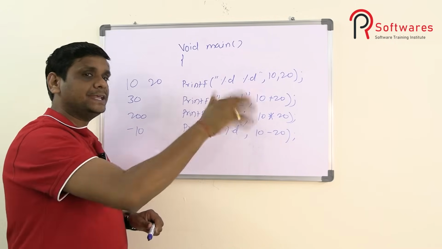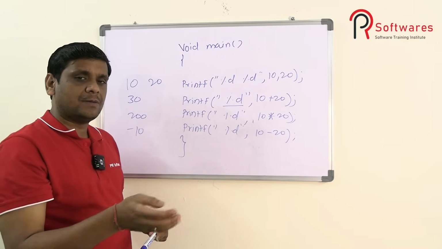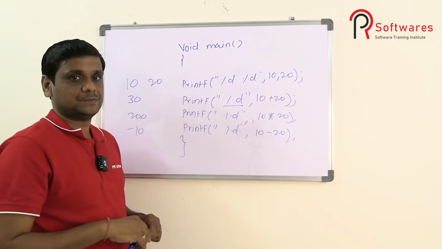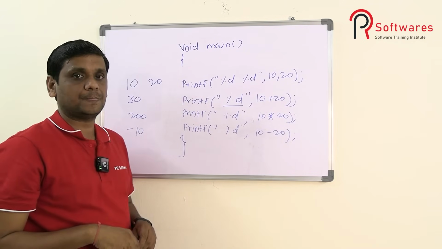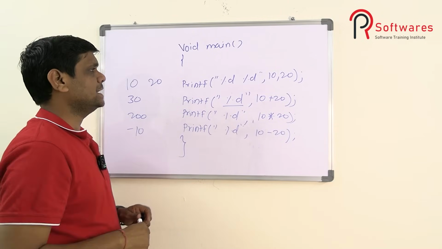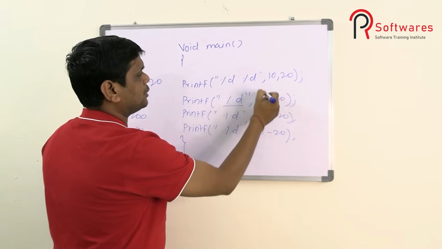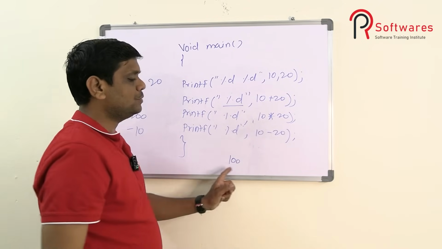Constant means what? Directly I wrote the value there. If I execute and run this program 100 times also, my output will not get changed. It will be exactly same. Why? Because value is already given. Now, second thing. Suppose, imagine, I want to change the value. Instead of 10, I want to change the value to 100.